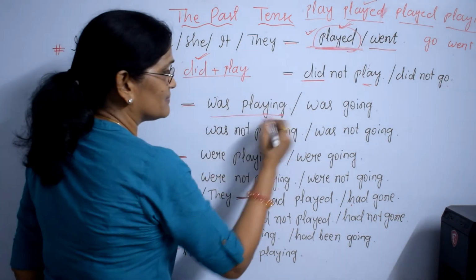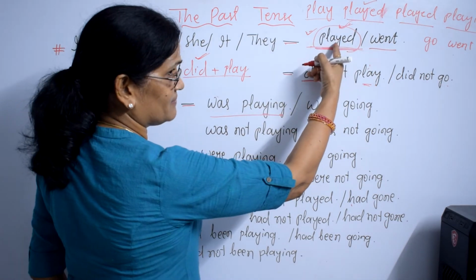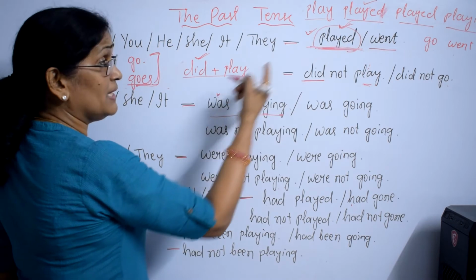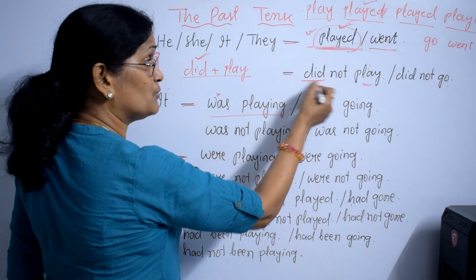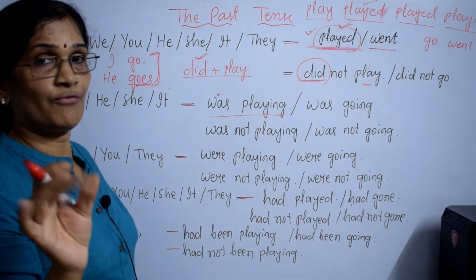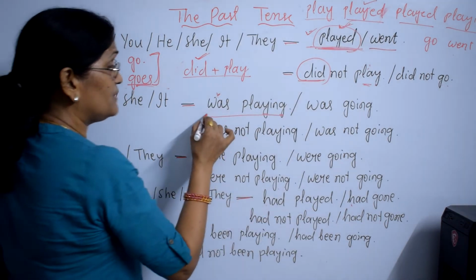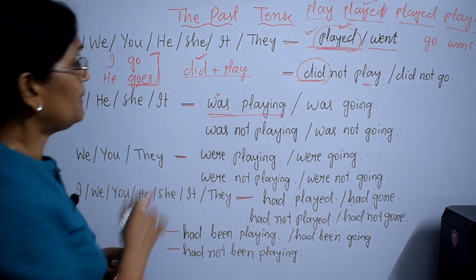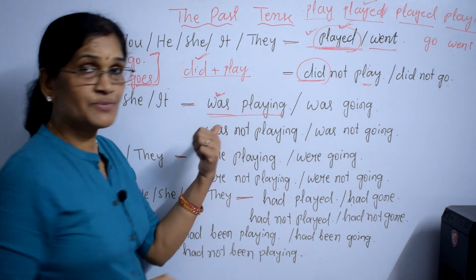Was going. Here you use played, the direct second form of the verb. But here is one big difference. In negative, what did you use? We use did. So did is the simple past verb. And this is the be verb. Be verb. Was is the past be verb.